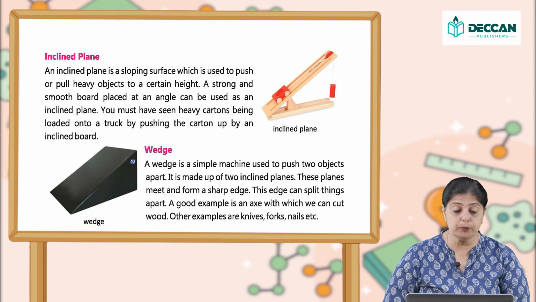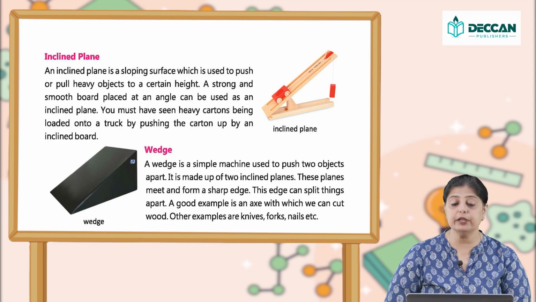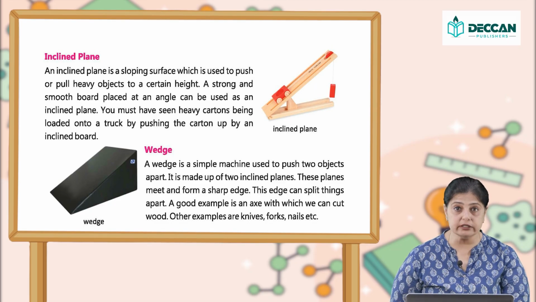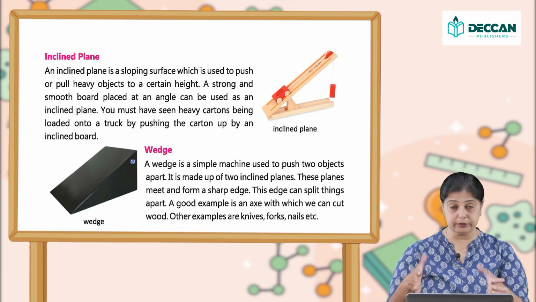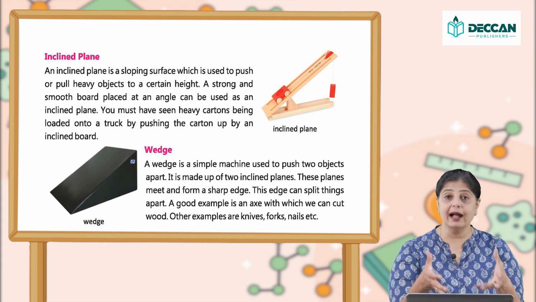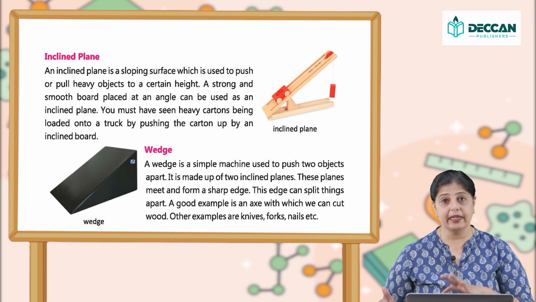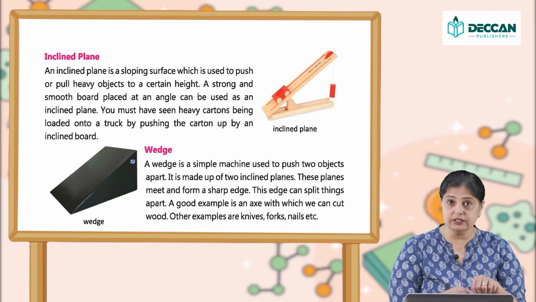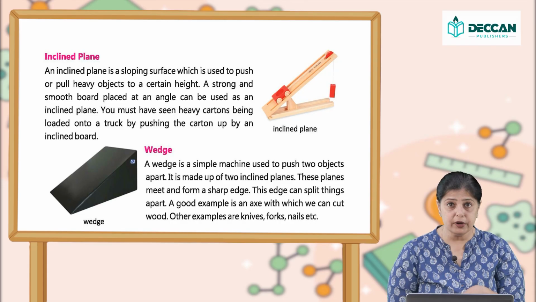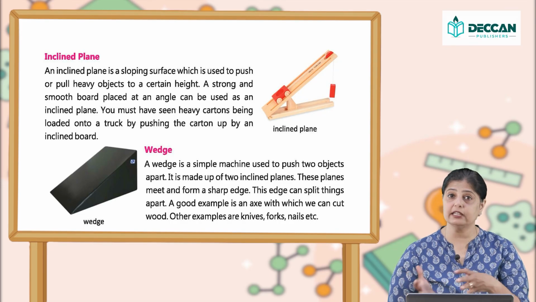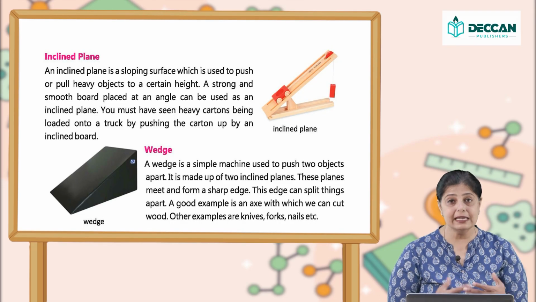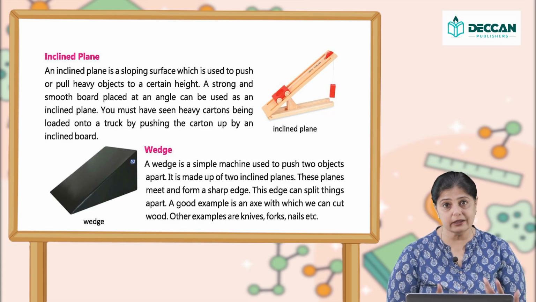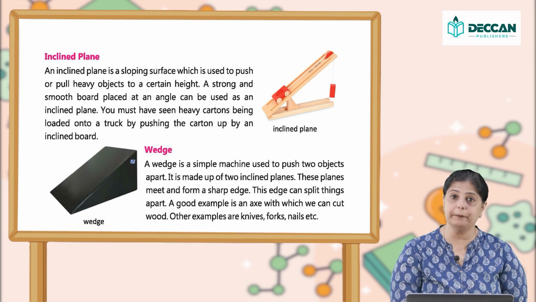A strong and smooth board placed at an angle can be used as an inclined plane. You must have seen heavy cartons being loaded onto a truck by pushing the carton up an inclined board. This inclined board is kept in between the truck and the ground, and those cartons are pulled inside the truck using a chain or a rope. The cartons get loaded onto the truck easily, rather than lifting and keeping them.